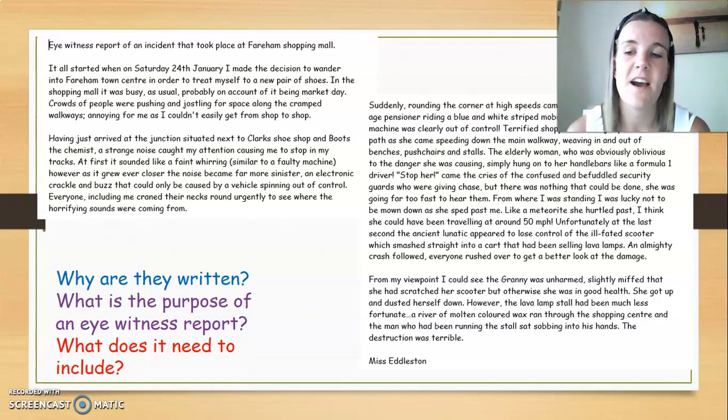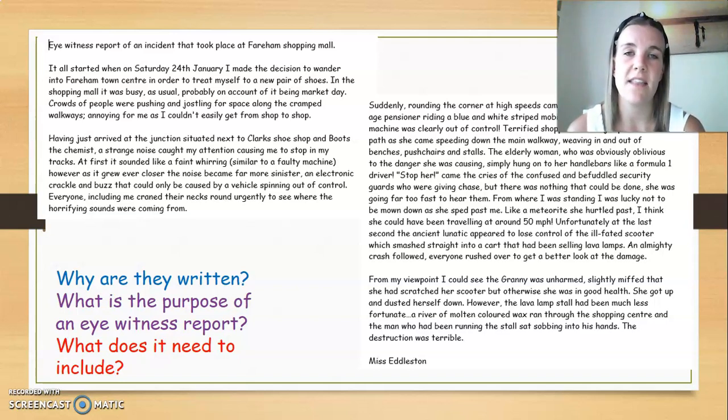The purpose of the eyewitness report is to inform other people, to tell them what she's seen, perhaps help people to come up with who might be at fault and who might need help. But also the features that it includes. There are some very similar features that we've seen from that last eyewitness report to this new one that we've read here.